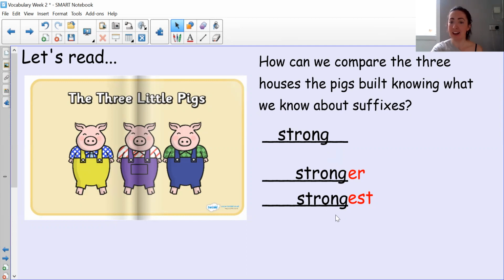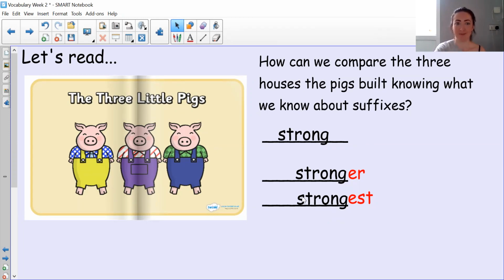And which house is the strongest? The brick house, that's right. And why is the brick house the strongest house? How do we know it's the strongest? Can you pause the screen to explain? Yes, so we know it's the strongest house because the big bad wolf could not blow it down. So the straw house is strong, the stick house is stronger, and the brick house is the strongest.